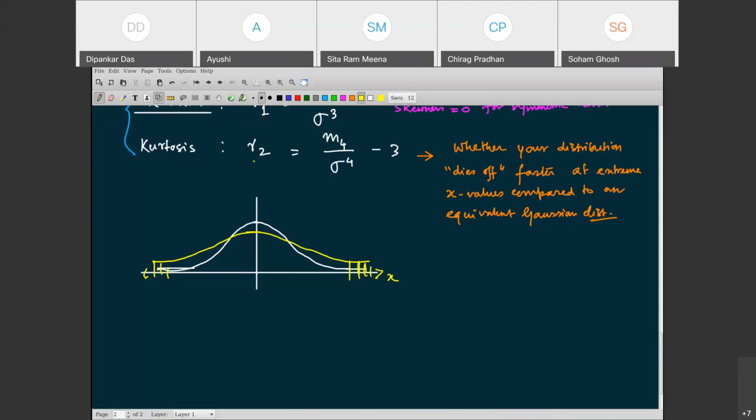Okay, and why is this 3 included here? This 3 sounds strange. This 3 is included here by definition, so that we make gamma 2 equal to 0 for a Gaussian distribution, and that's why the 3 is there. Okay, so by definition, the kurtosis of a Gaussian distribution should be 0 because we are comparing everything with the Gaussian distribution. So that's why the 3 is there in the definition.